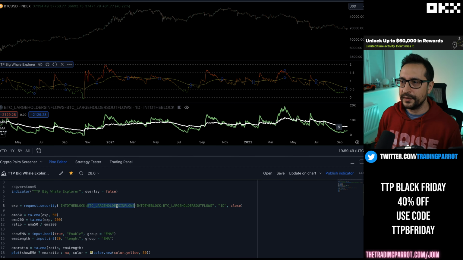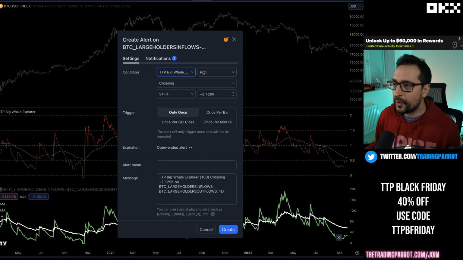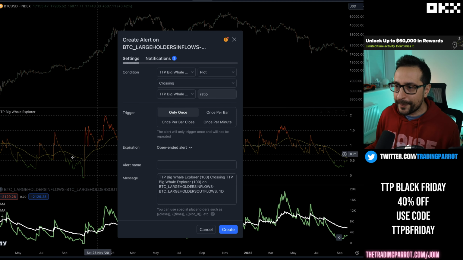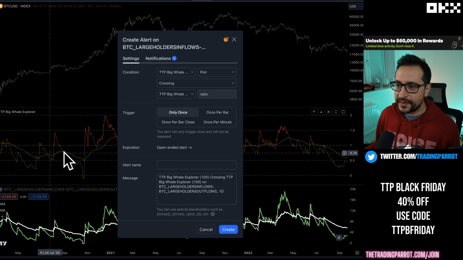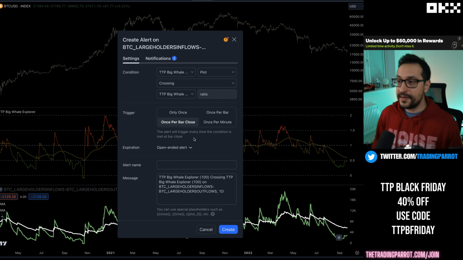Eventually, I'm going to upgrade the indicator to do much more than what it's doing right now, but so far I'm very happy. I'm also being able to say when the plot is crossing the ratio, and I can say when it's crossing down or up, symbolizing these crosses that you're seeing of the MA versus the ratio. Even once a day, I can get notified whether we are in accumulation or in distribution when it comes to what the whales are doing.